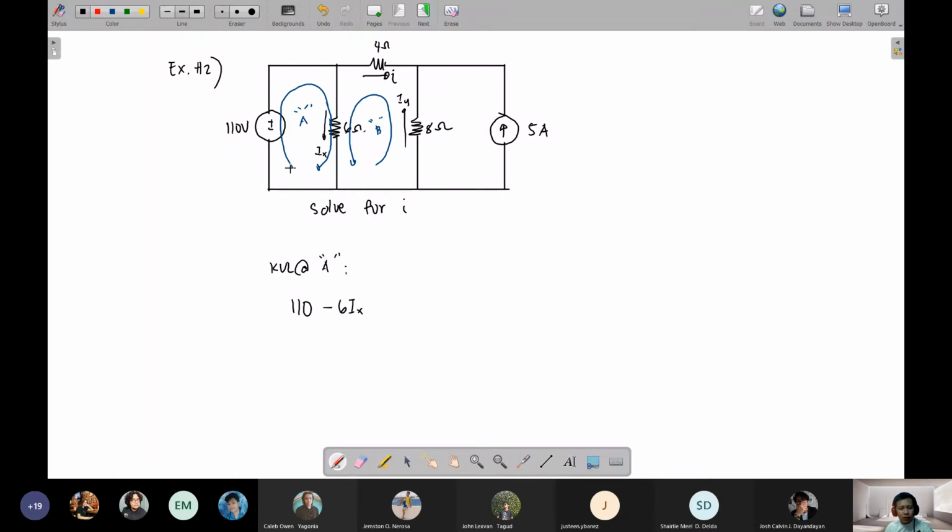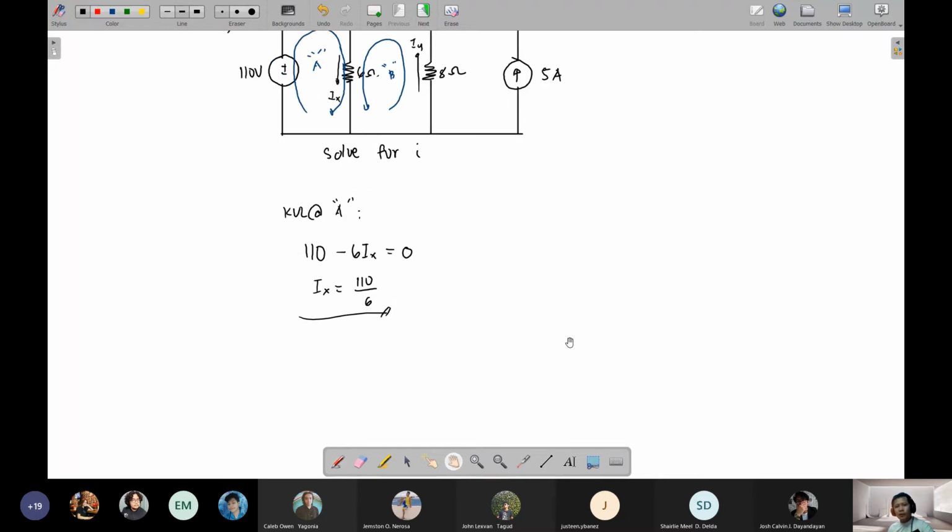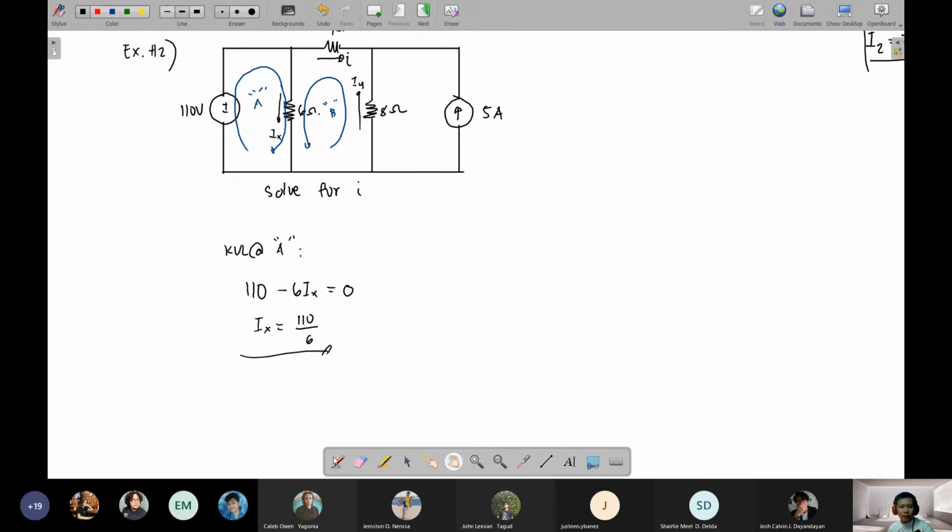Then it returns to the starting point, with nothing else in between, so we equate it to 0. For this one, we can solve Ix directly. Transferring to the other side, Ix is equal to 110 over 6. Much better, now we have the value of Ix.